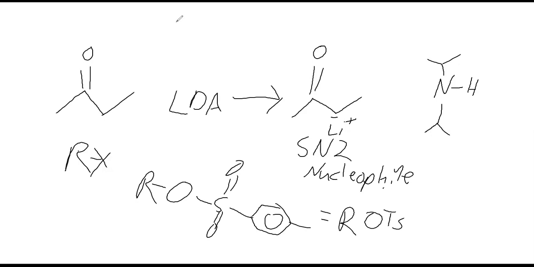Now, this enolate can either attack from the alpha carbon or from the oxygen, but the alpha carbon is far more common. Remember, we can go through the enol form. So essentially we have a resonance between somewhere within there. It could attack from that oxygen, it could attack from that carbon. It's typically going to be attacking from that carbon. So let's just look at some reactions, look at this in practice.